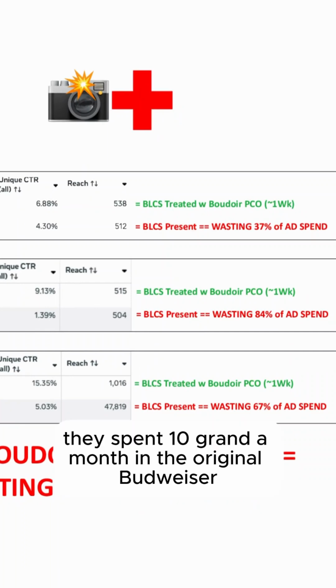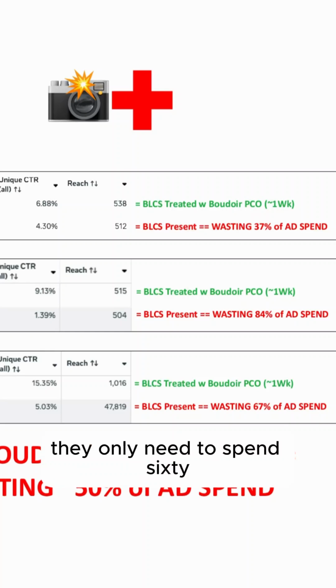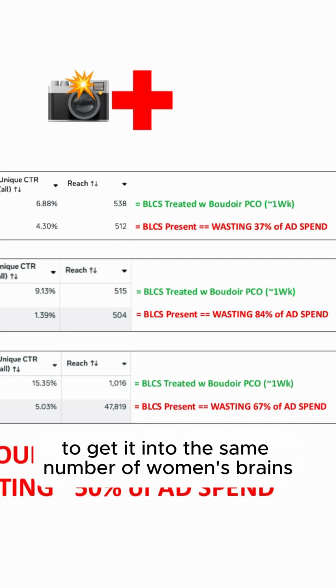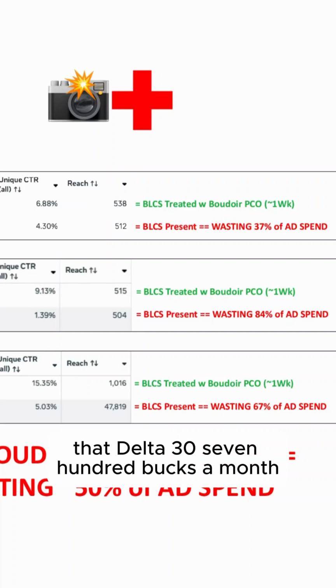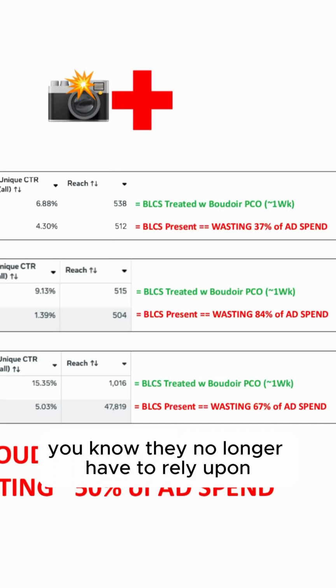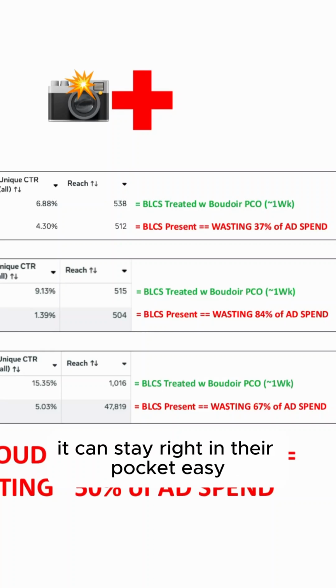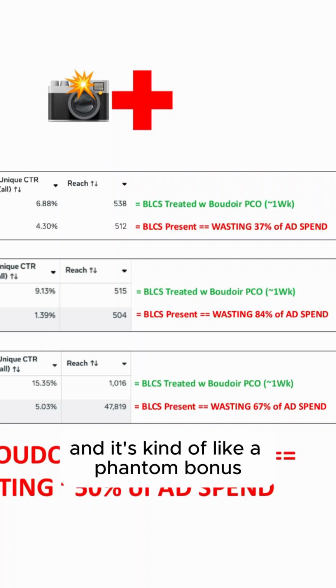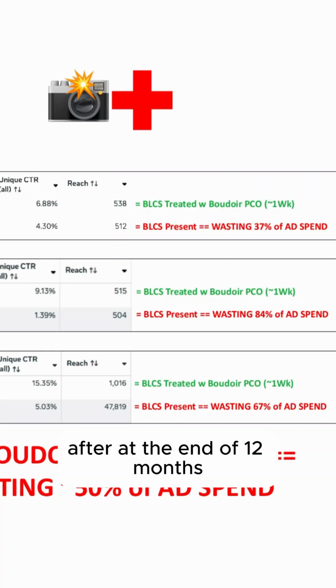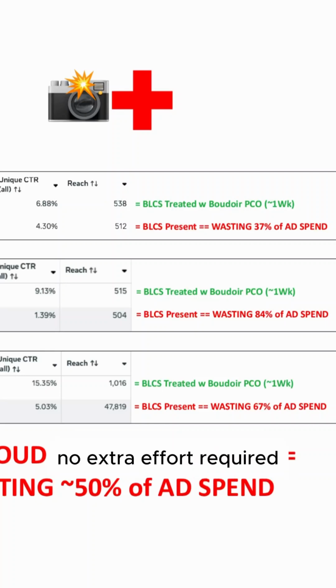So if there's 10 grand a month in the original Boudoir Facebook ad, now they only need to spend $6,300 a month on the new Boudoir Pico treated ad to get it into the same number of women's brains, which means that difference, that delta, $3,700 a month, they no longer have to spend. It can stay right in their pocket, easy, kind of like a phantom bonus each and every month. A Boudoir Pico bonus, $3,700 a month, and at the end of 12 months, it's like 40K back in their pocket, no extra effort required.